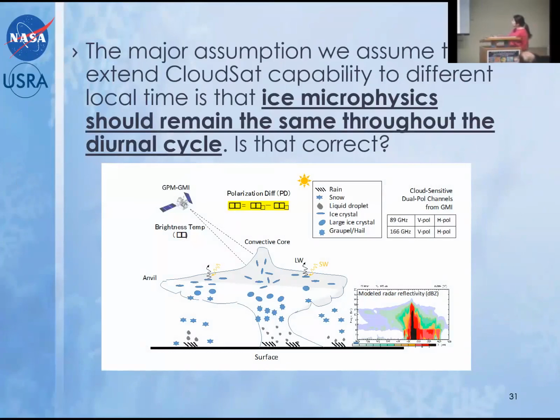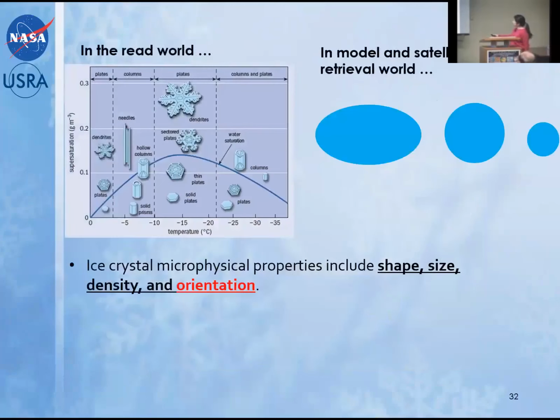And also, does this microphysics have a diurnal cycle? Because in our previous retrieval I presented in part 1, it all assumes that the brightness temperature and ice water path relationship remains the same for different local times. That means the cloud ice microphysics should remain the same throughout the cloud diurnal cycle. And is that the case? So that's the second part we want to study.